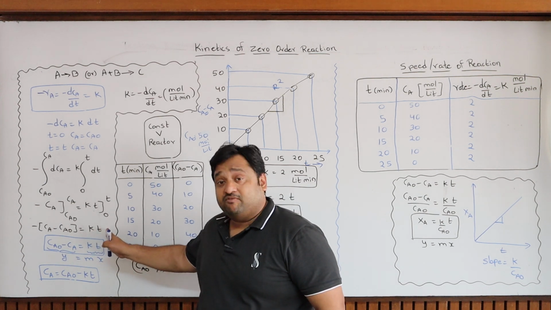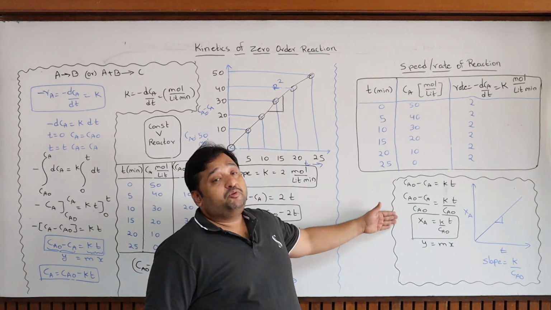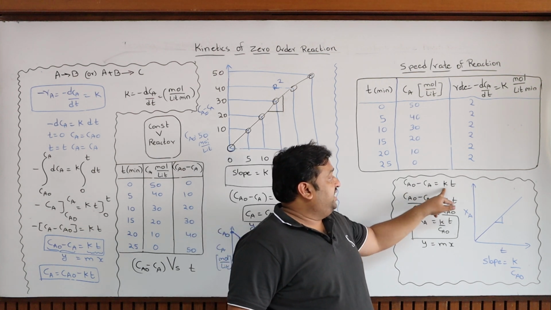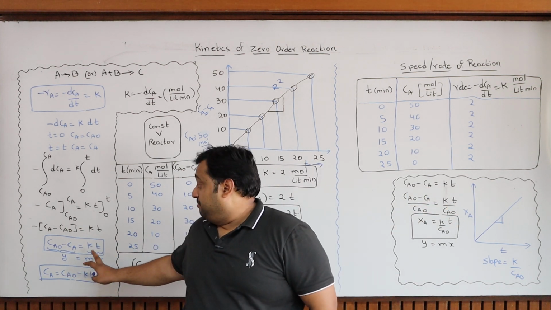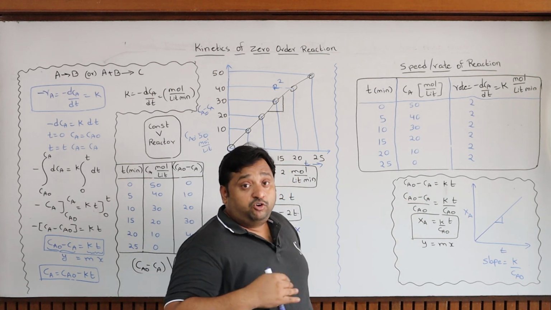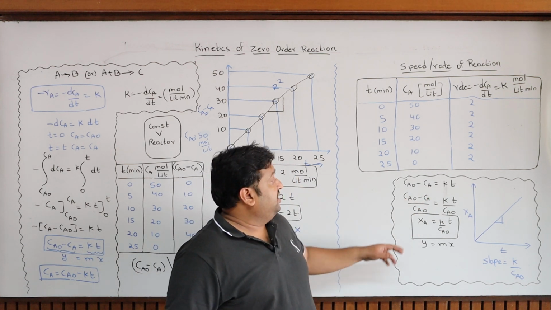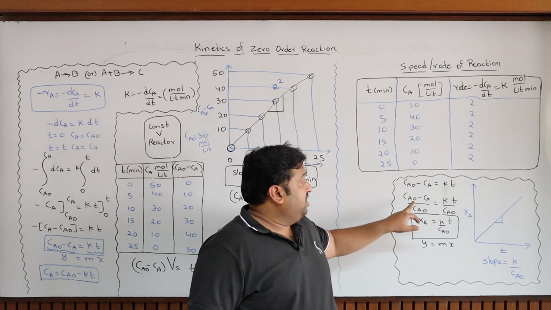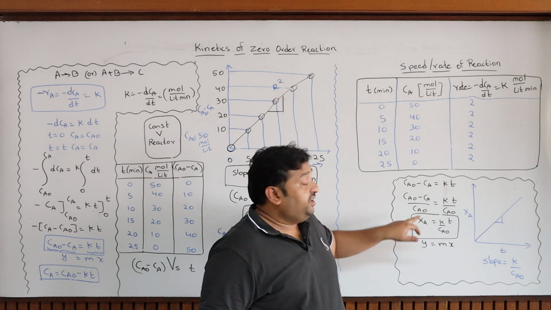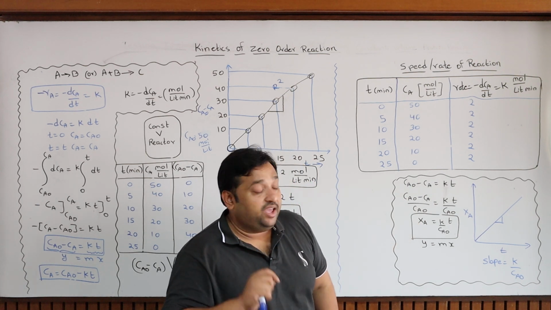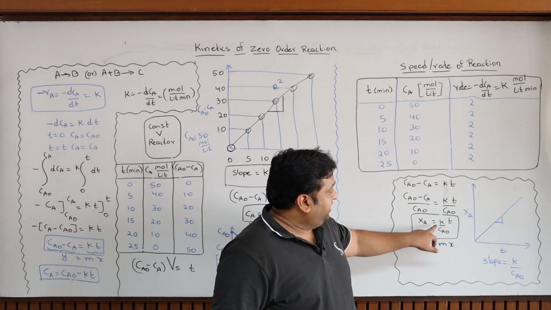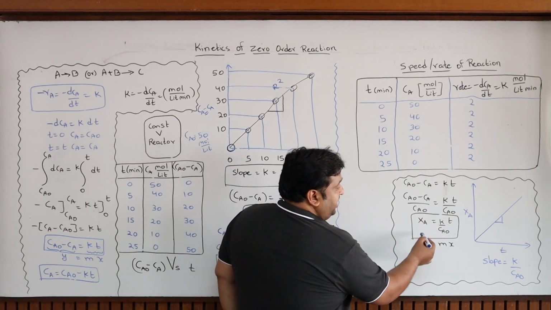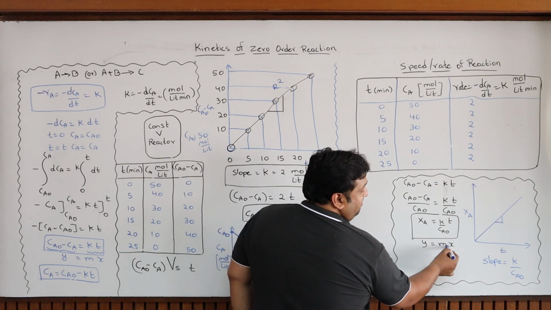The equations are in terms of concentration, and these are the equations in terms of conversion. For example, this is my final equation, Ca0 minus Ca is equal to K times T. If you want to plot in terms of conversion, divide both sides of this equation by Ca0. Ca0 minus Ca by Ca0 is X, the conversion of A. Conversion of A is nothing but K by Ca0 into T. So here you also see the line equation, y equal to m into x.